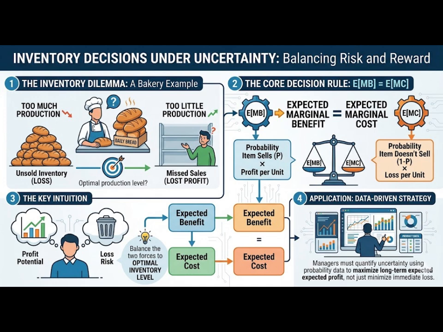So what is the takeaway? Expected benefit is equal to the probability the item sells multiplied by the profit it produces. So expected benefit is equal to probability that item sells times the profit it generates. And how about expected cost? Expected cost is equal to probability that item doesn't sell multiplied by the loss because of this.